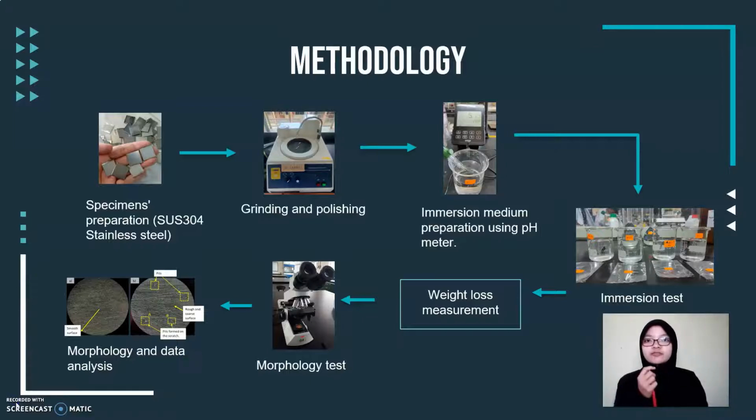Next, the surface morphology of the specimen was examined using an optical microscope, prior to and after removal of the corrosion product, to observe the damage on the stainless steel coupon caused by attack from the corrosion media. And lastly, the corrosion rate was calculated using an equation and the obtained result was analyzed.